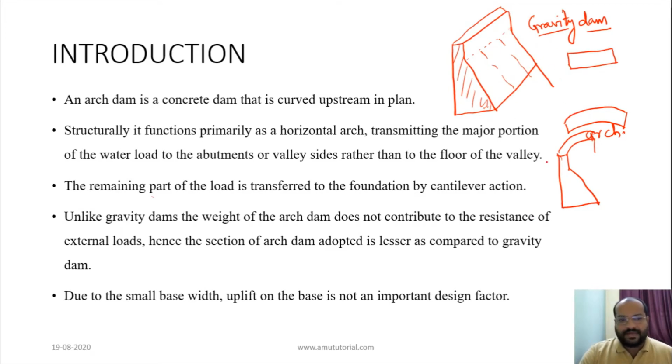Now, unlike a gravity dam, the stability is actually achieved by the arch action, not by the weight of the dam, but the arch action. In arch dams, the major portion of the load is transmitted to the abutments or the valley sides rather than to the floor of the valley, and the remaining part of the load is transferred by the cantilever action.